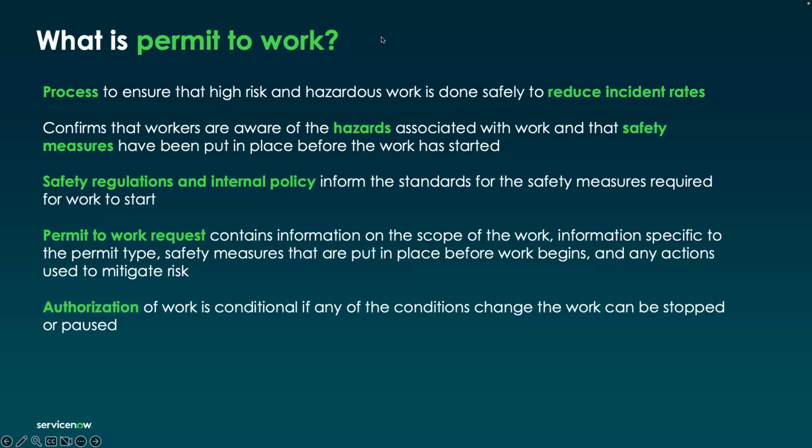And then finally, at the end in the permit to work process, there's always going to be an authorization of work, and that's going to be conditional. So if any of these conditions change, the work can be stopped or paused. And we'll walk through an example of that. But with this permit to work process, there is always going to be an approval or an authorization to tell the employee, yes, you can start work. But if the safety measures change, if any of the environmental conditions change, then there might be a pause or stop on that work.